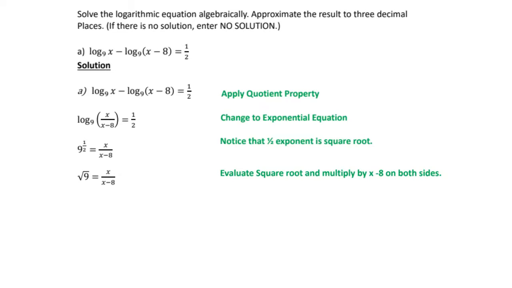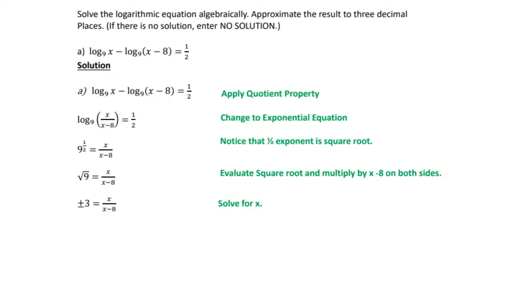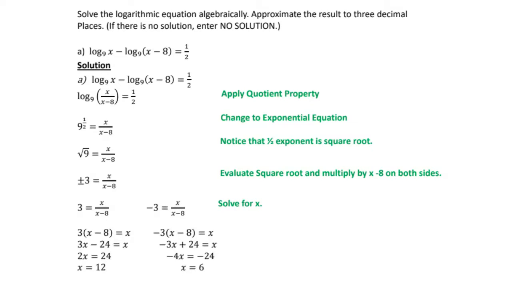Again, let's do a little algebra. Multiply both sides by the x minus 8. Again, 9 to the 1/2, I know that's the square root of 9, which is going to give me plus or minus 3. Again, let me multiply both sides by x minus 8. I'm going to have two answers for the positive and negative. So for the positive 3, I get x equals 12. For the negative 3, I get x equals 6.